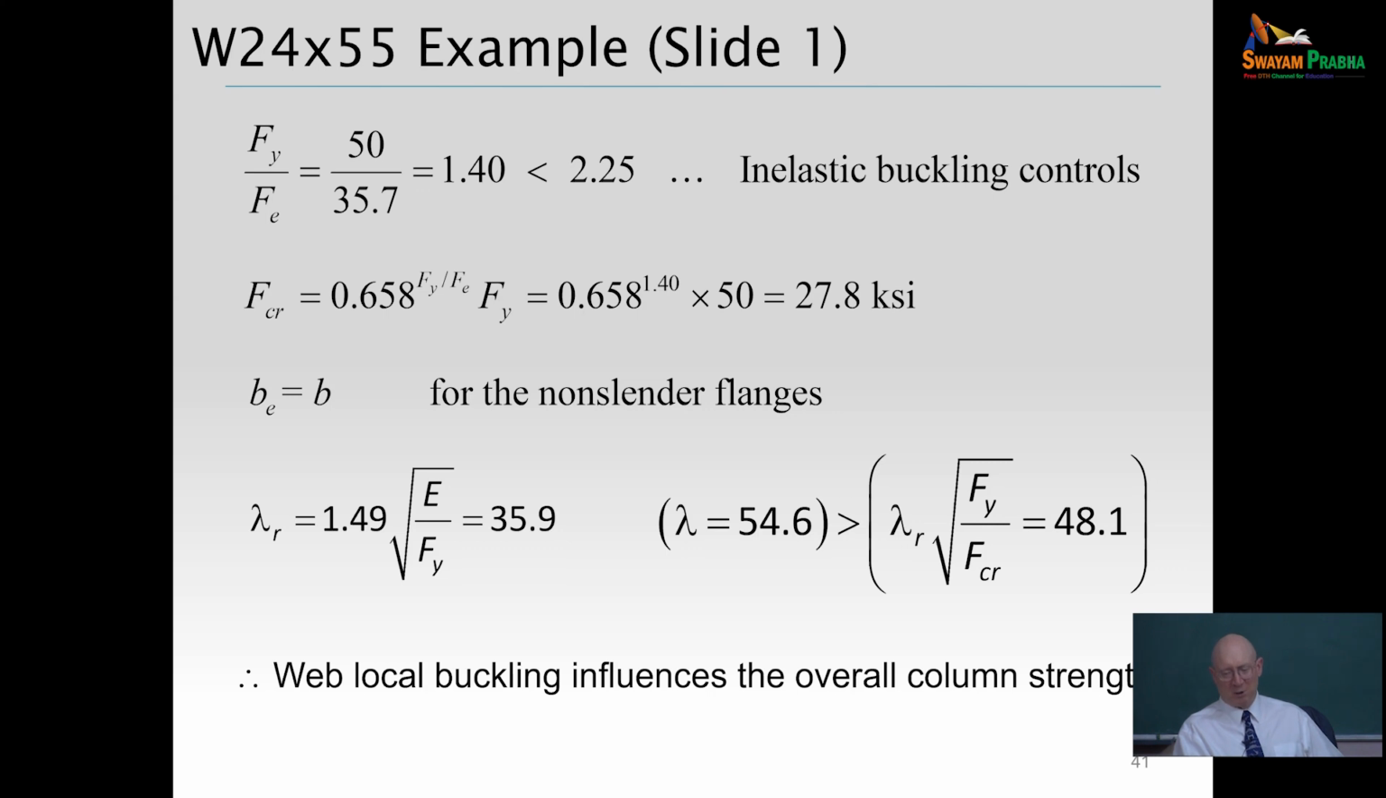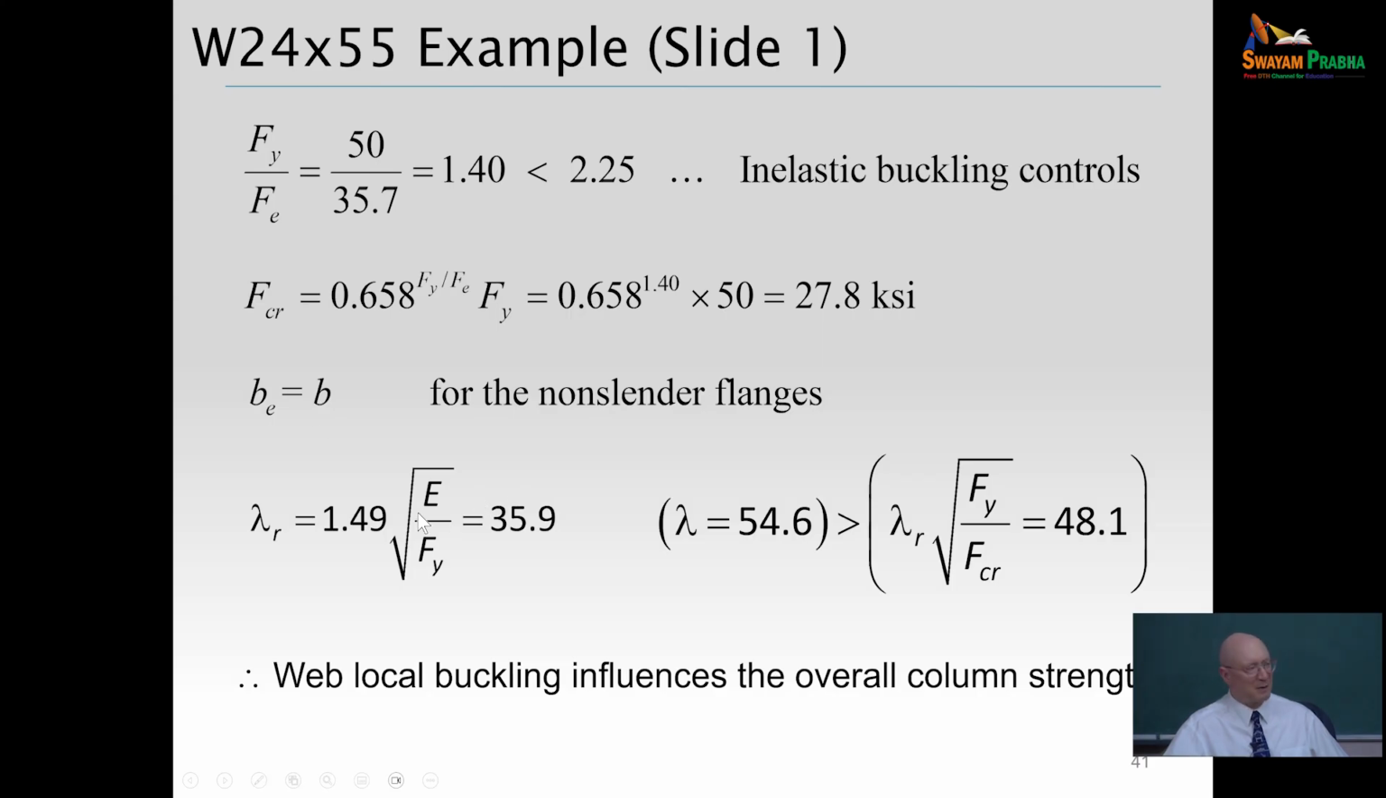So the exponential equation on the second line here is the AISC column buckling stress formula. Again, I need to update my slides. In the current AISC standard, we call this Fn now instead of F critical. So this is 27.8. The flanges are non-slender, so we can use their full width.